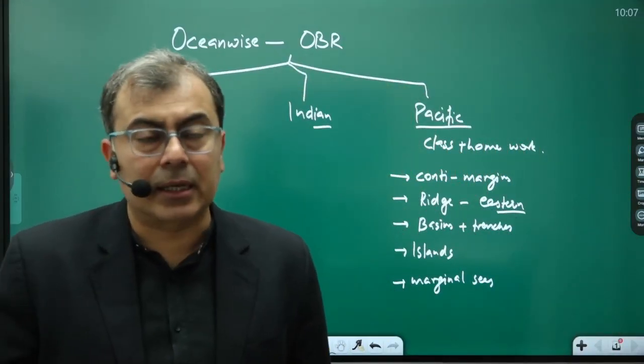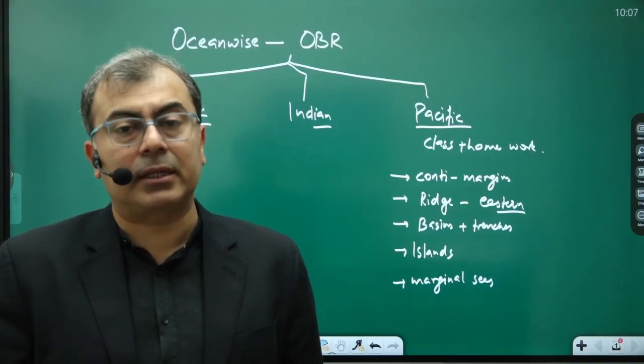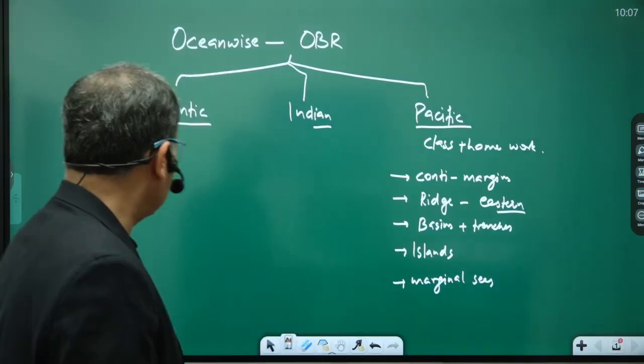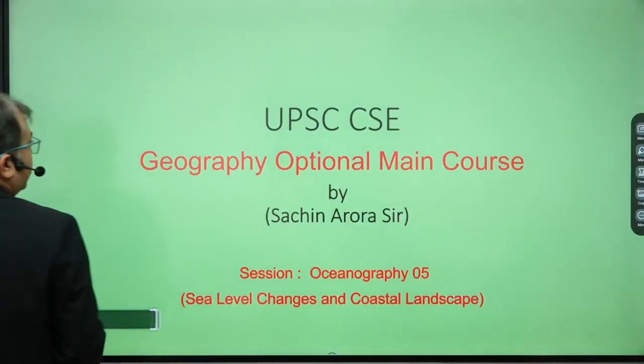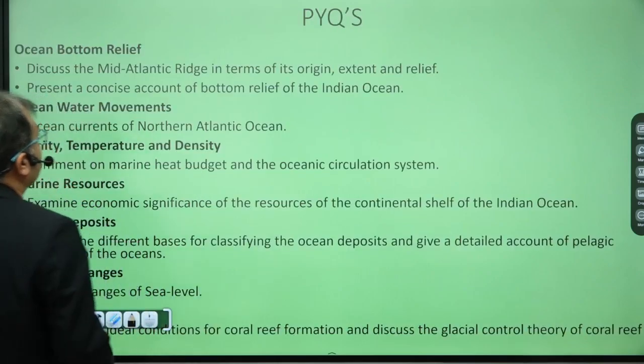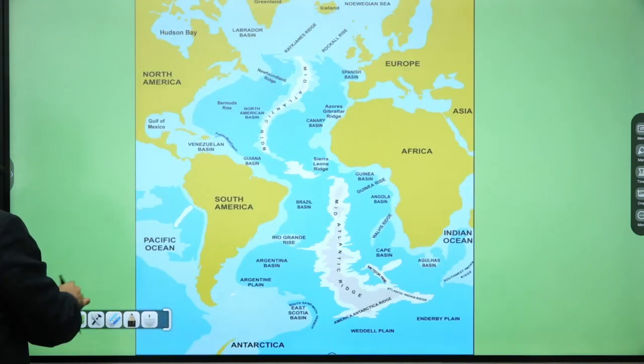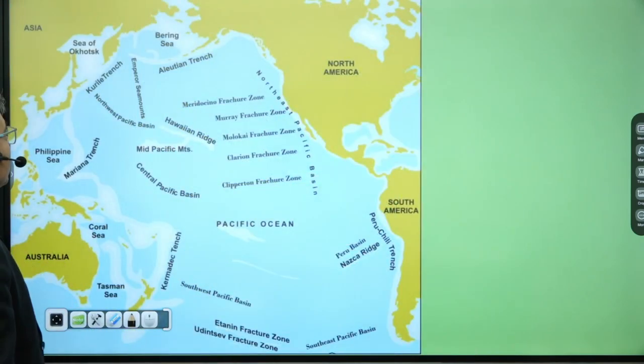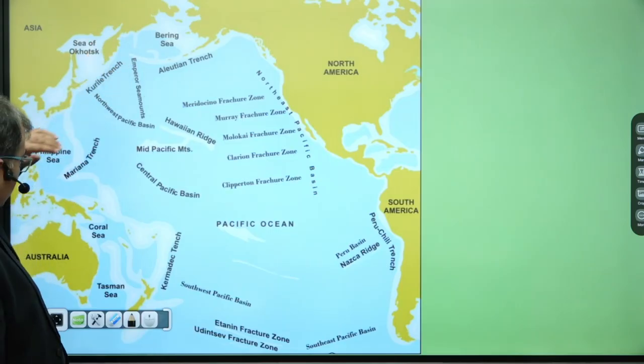So this is what I had asked you to look at. I'm sure you have done that. This was there in the NCERT also. Just in case you haven't done that and you are looking for some more inputs on that, I have some inputs for you. So this is what we are looking at.